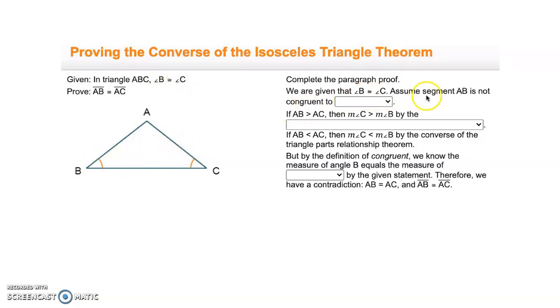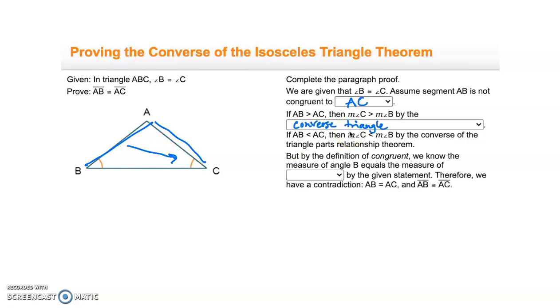Now we're going to assume that segment AB is not congruent to segment AC. That's going to be our first step, because that's what we want to prove, so we assume the opposite. So if AB is greater than AC, then we would know the angle opposite, angle C, is greater than angle B. And that is by the converse of the triangle parts theorem.